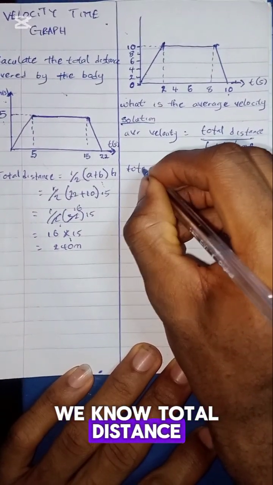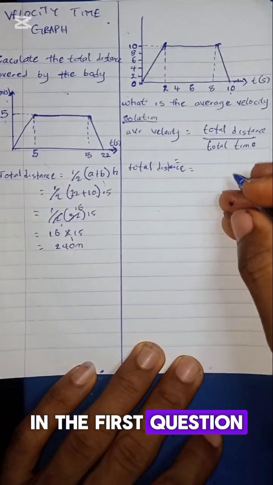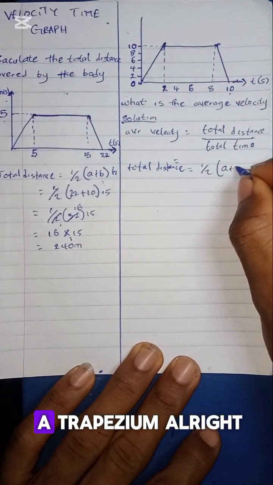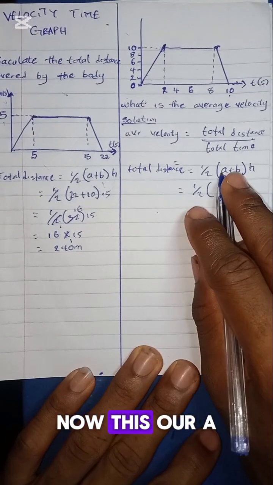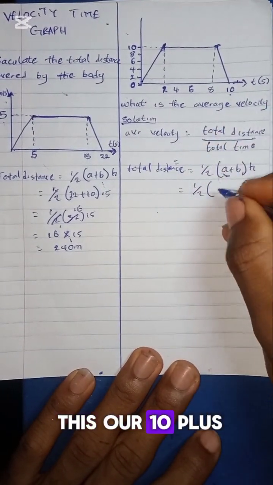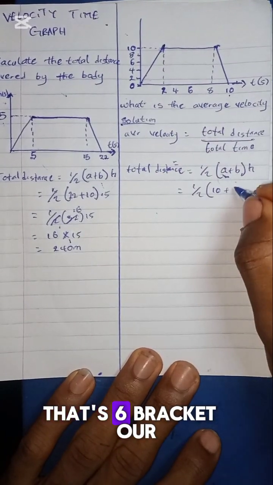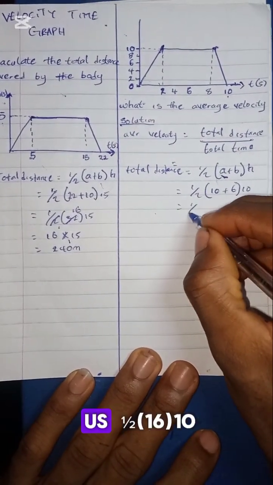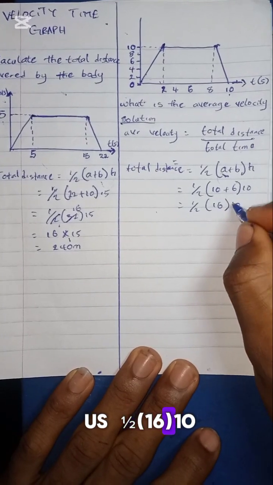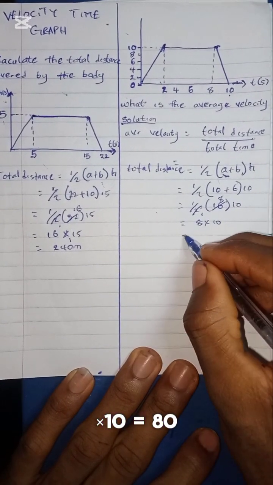We know total distance, like we solved in the first question. Total distance is half bracket a plus b times h for a trapezium. Right? Now this is our a. Our a will be this 10, plus our b will be 8 minus 2, that's 6, bracket, our height. Our height is 10. Right? This should give us 16, 10. 2 here is 1, 2 into 16, that's 8. So this is 8 times 10 and is equal to 80.